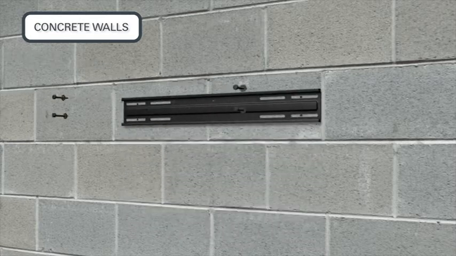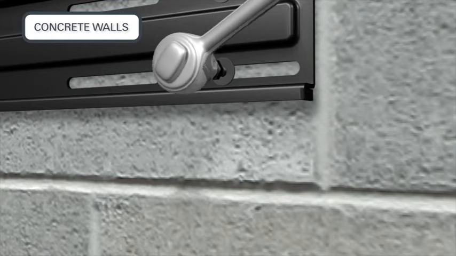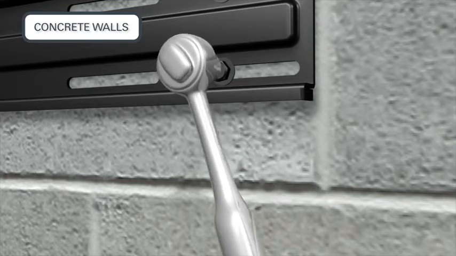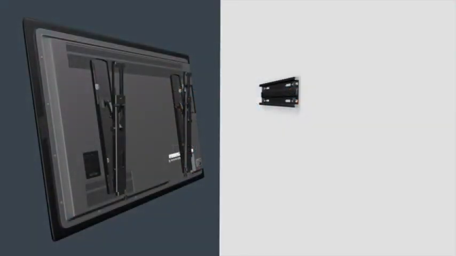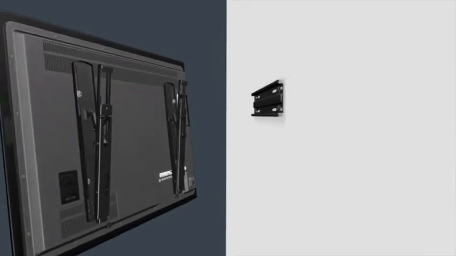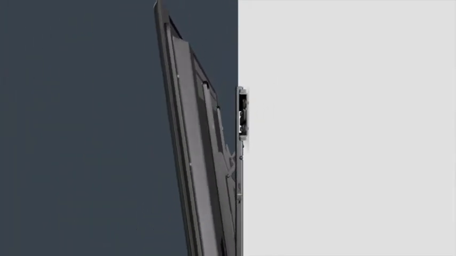Attach the wall plate using the four lag bolts and lag bolt washers. Tighten the bolts with a socket wrench. Do not over-tighten the bolts. Step 3. Attach the TV to the wall plate. Please note, before proceeding, verify the wall plate and TV brackets are firmly fixed to the wall and the back of the television respectively. With the help of an assistant, lift the TV and attach the TV brackets to the wall plate. An audible click verifies the parts are correctly connected.